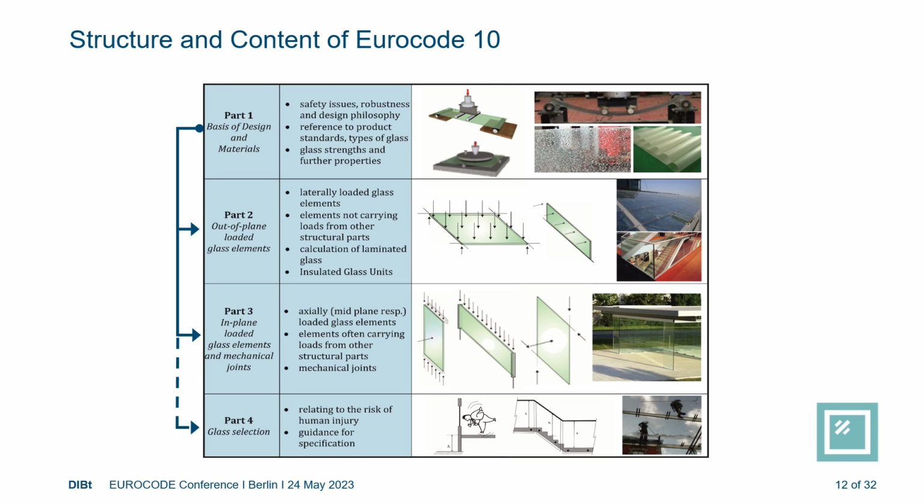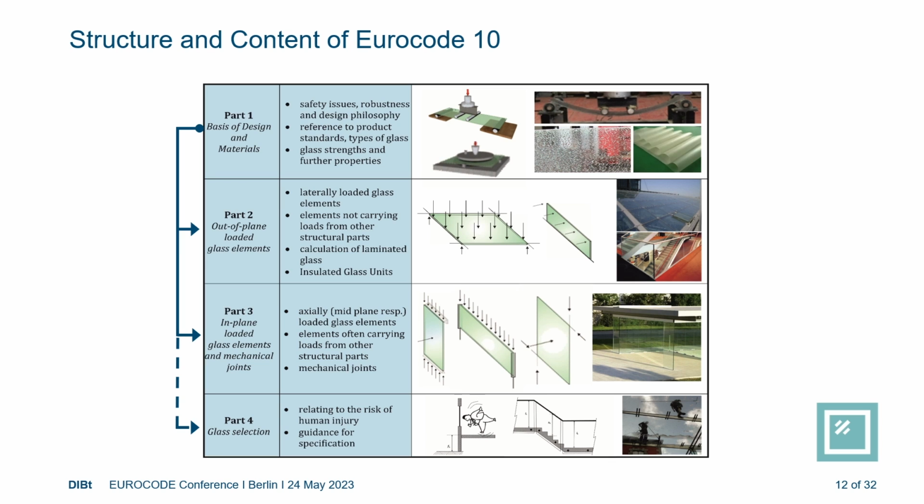The structure of Eurocode 10, and I say Eurocode 10 because today it is CEN/TS 19100, but all in all it will be Eurocode 10, consists of 3 parts plus 1. The first part is on the basis of design and materials, all those bases which are not included in the Eurocode EN 1990, because glass is a different material, it has a perfect brittleness, and all this needs additional things which we are clarifying in this part.